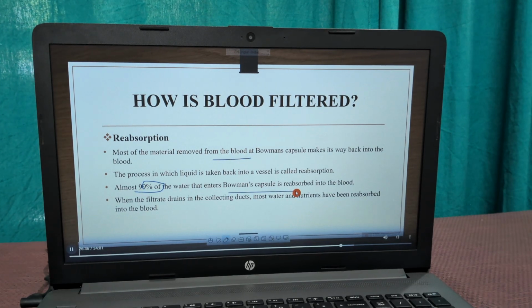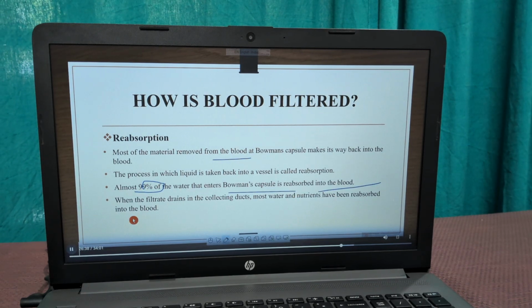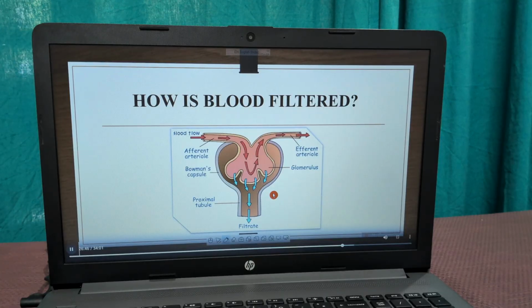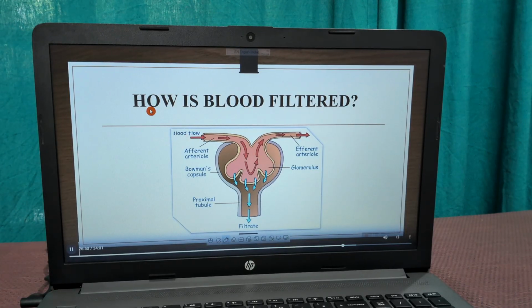Almost 99% of the water that enters Bowman's capsule is reabsorbed into the blood. When the filtrate drains into the collecting ducts, most water and nutrients have been reabsorbed into the blood and the rest is excreted out of the body.